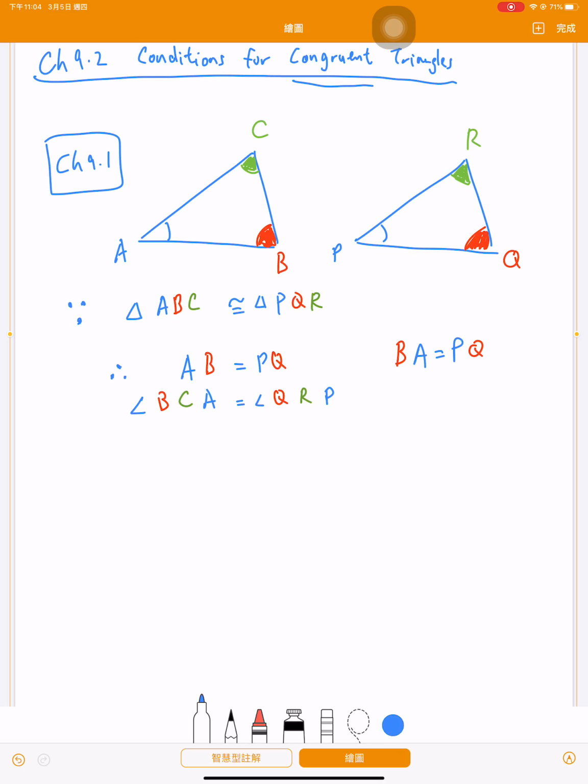Okay. So, we know that, for example, if these two triangles are congruent, the symbol is this one: triangle ABC is congruent to triangle PQR. We know that the corresponding lengths and corresponding angles will be equal. For example, AB will equal PQ, and angle BCA will equal angle QRP. You can see that I use different colors to show that the point-to-point correspondence is very important. That is, the order is very important.